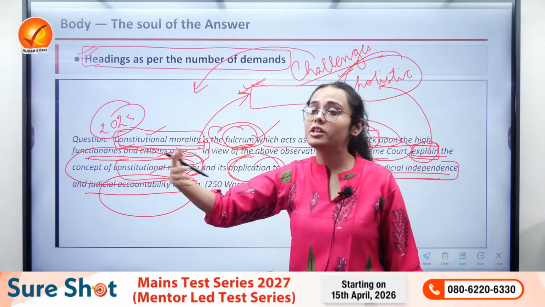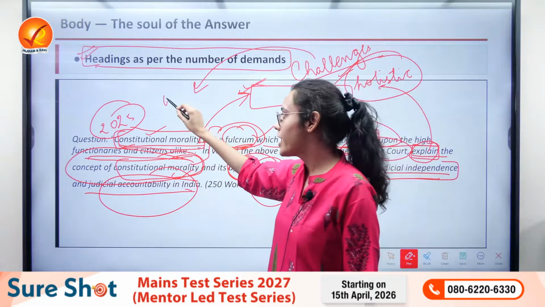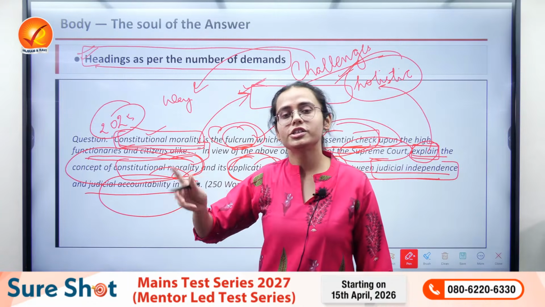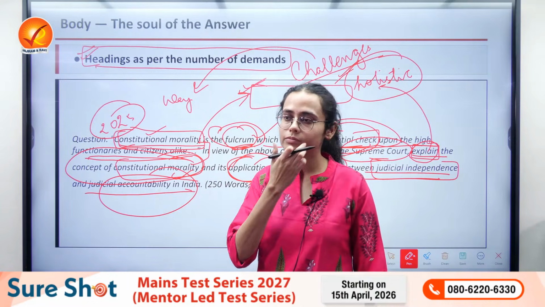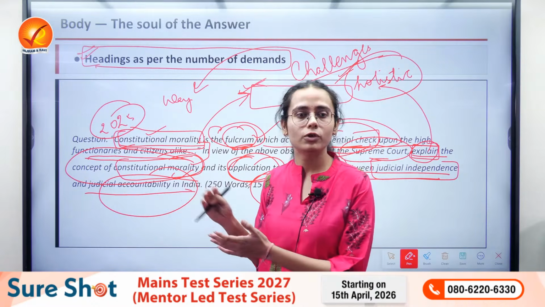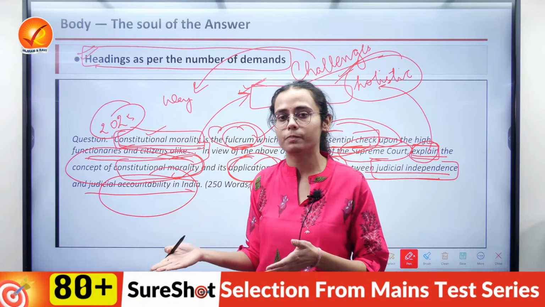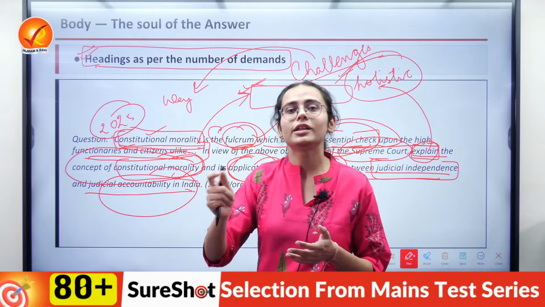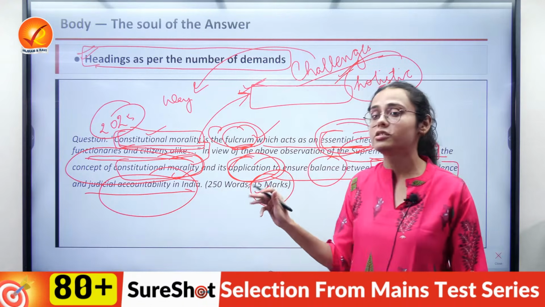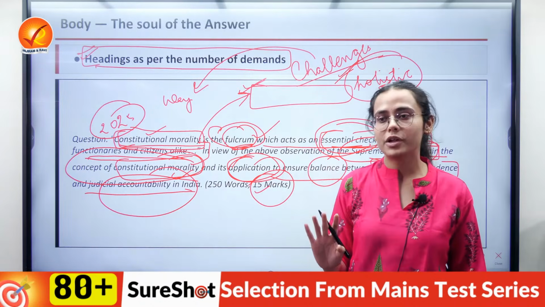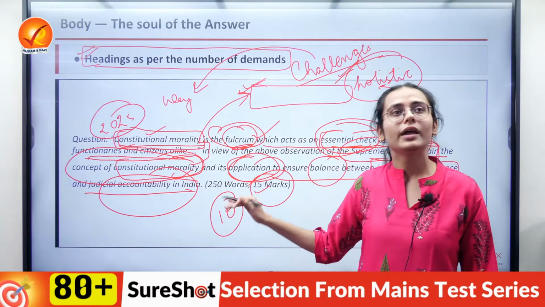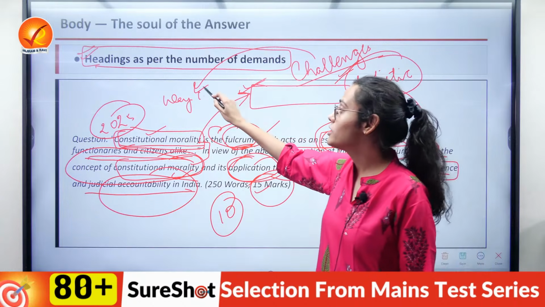So if time and space allow you, then write a separate way forward, or just merge your suggestion in the conclusion itself. If it were a 10 marker, there would not be enough time and space for you, so just merge your suggestion in the conclusion. But since it's a 15 marker and there are high chances that you will be left with enough time and space, because 10 minutes are generally given to a 15 marker question, then you should write a separate way forward.